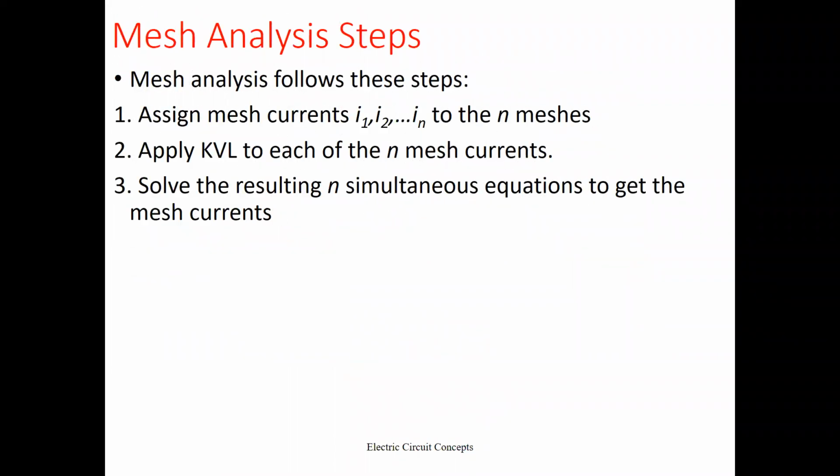Okay, so what are the steps of using mesh analysis? Mesh analysis follows these steps. Step number 1, assign mesh currents I1, I2, ..., IN to the N meshes. So again, we only assign currents around meshes, not loops. Then second step, apply KVL to each of the N mesh currents, and then solve the resulting N simultaneous equations to get the mesh currents.